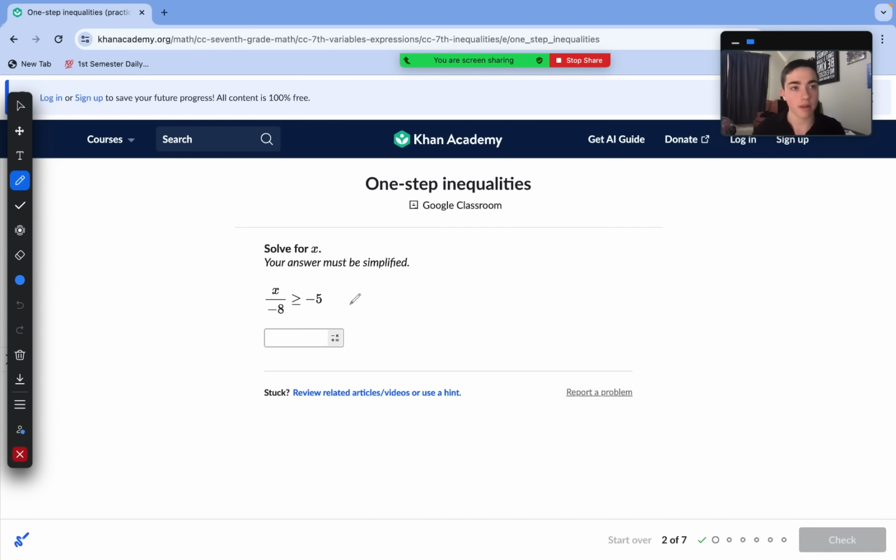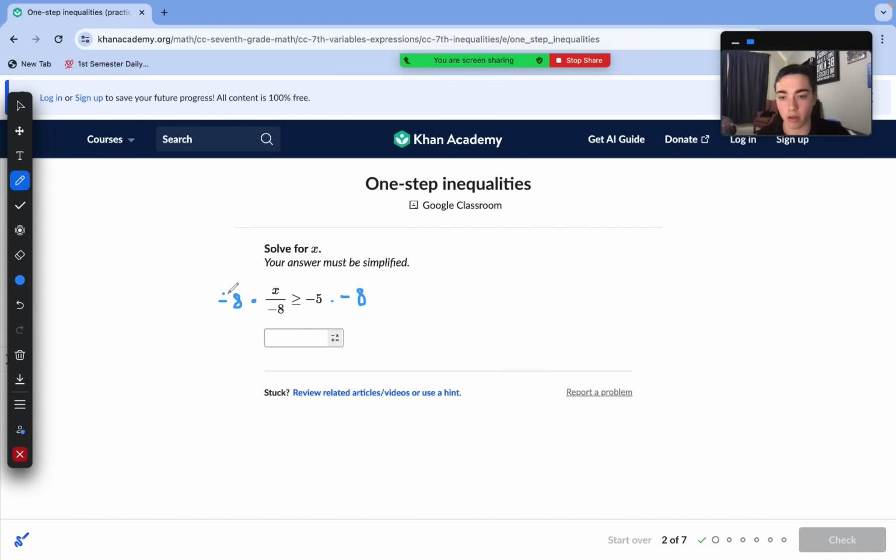As I mentioned earlier in the video, I just wanted to show you guys an inequality question where we are either dividing or multiplying by a negative number in order to isolate our variable and just see what happens to our inequality sign. So here we have x divided by negative 8 is greater than or equal to negative 5. As we know, we need to do the inverse operation in order to isolate the variable. x is being divided by negative 8. So to get rid of that, we need to multiply each term by negative 8.